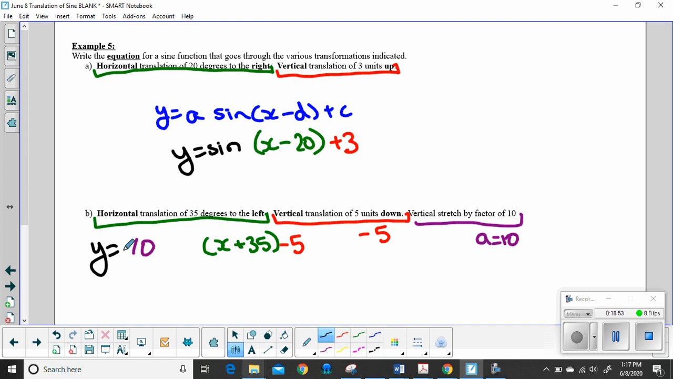Finish it off with a good old y equals 10 sine. And away we go.